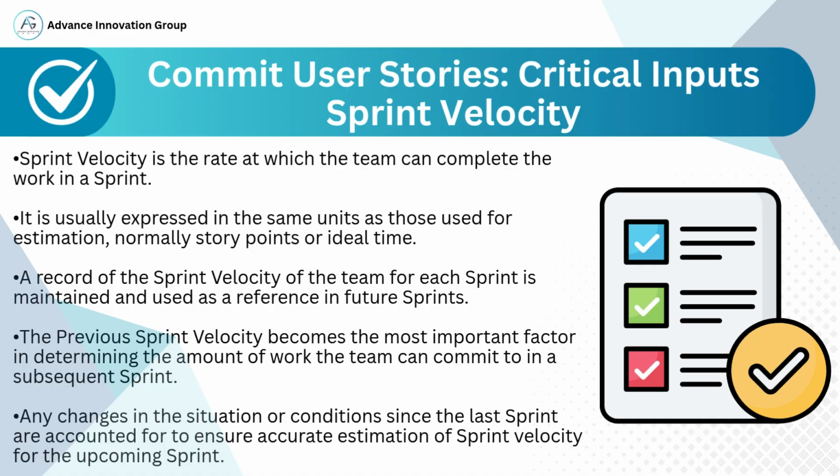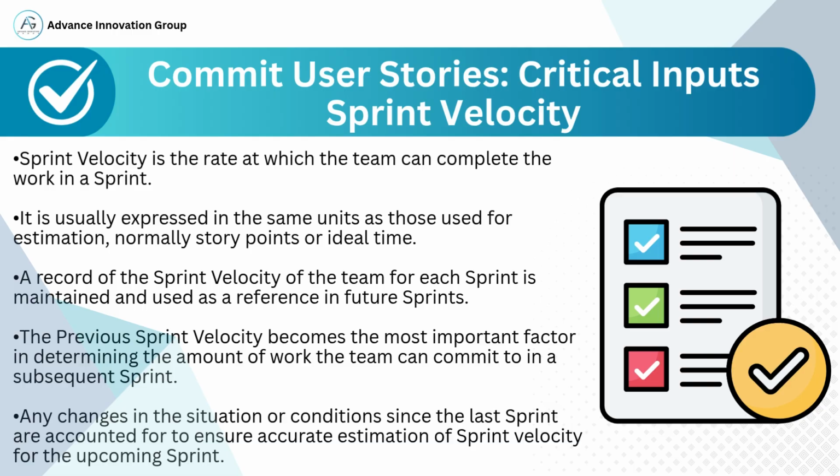A record of the actual sprint velocity from previous sprints is maintained and becomes a key reference for planning upcoming sprints. This allows the team to realistically commit to an amount of work that matches their proven performance. However, it's important to understand that this is not a fixed number. The team also considers any changes since the last sprint, such as team member availability, tool upgrades, technical debt, or external dependencies, to adjust the expected velocity accordingly.